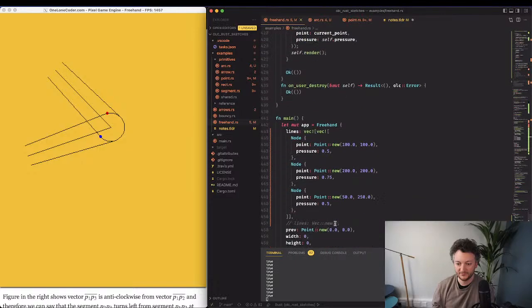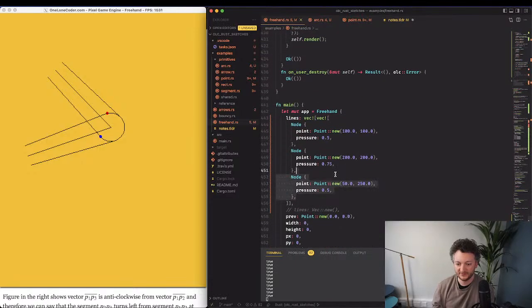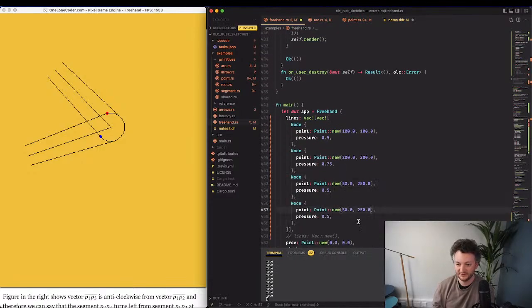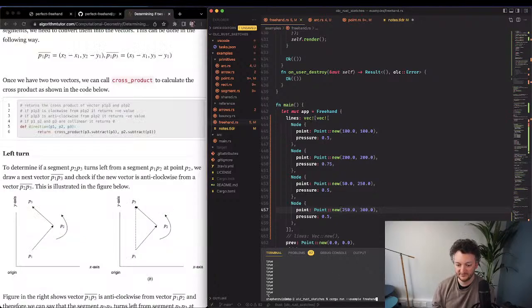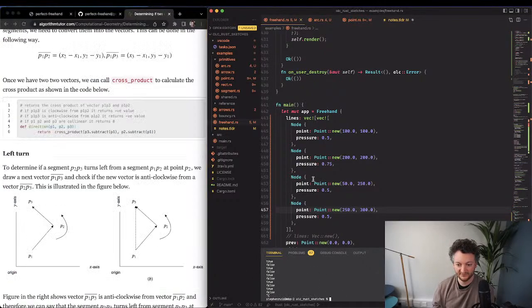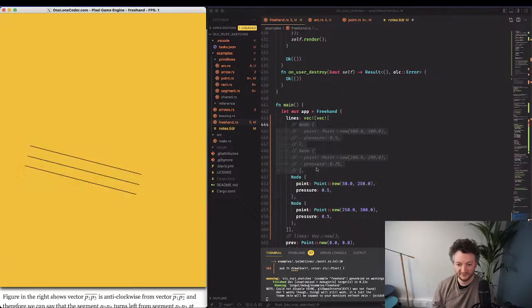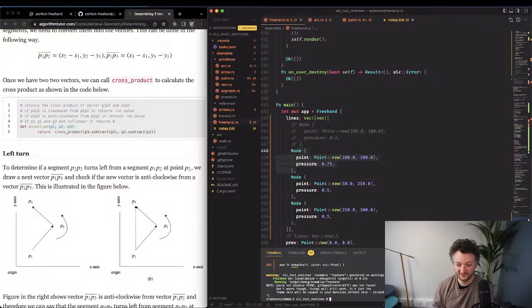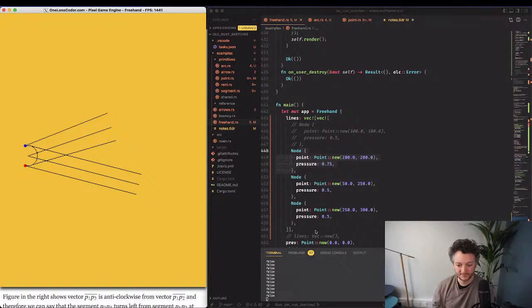It's right. It's true. I'm going to add another one here. 250, 300. That should be false. Right? So if it's just these two, or whatever, if it's these three, that should be false. It should be a left-hand turn, but this is still wrong.